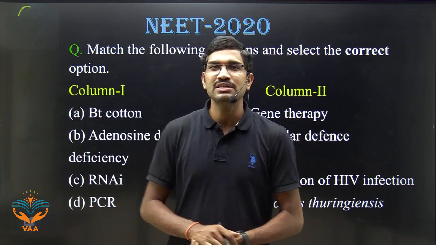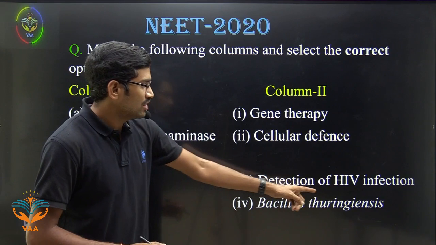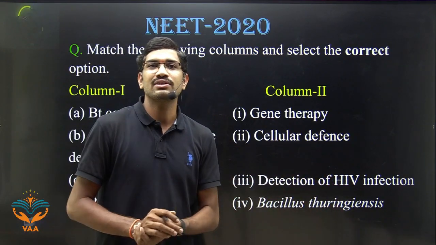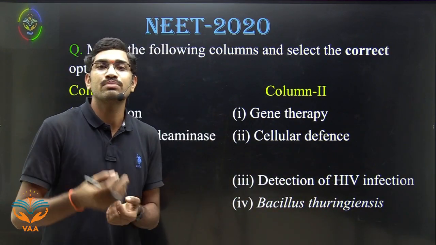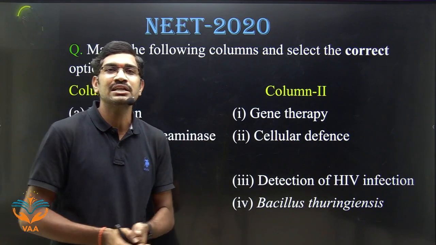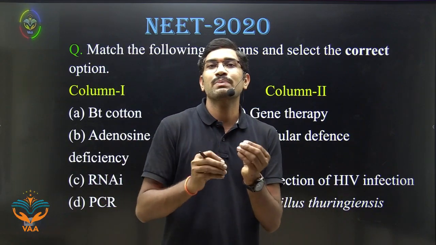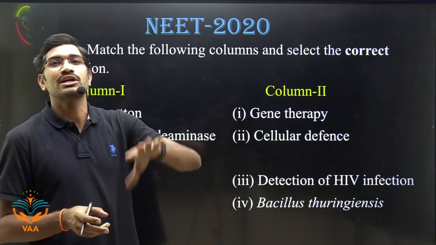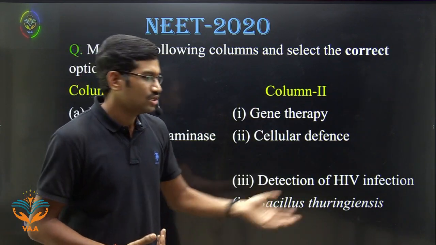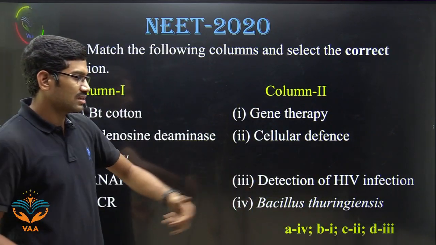Next one, here it is PCR, polymerase chain reaction. Here, detection of HIV infection. In this way, with the help of PCR, the presence or absence of a particular pathogen can be detected. So that's why these are matched. So the answer is this one.